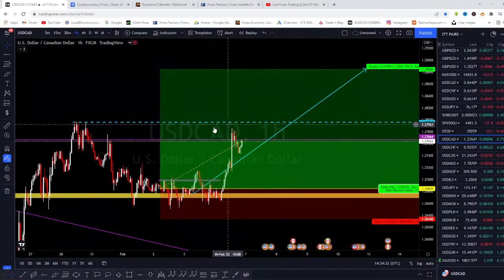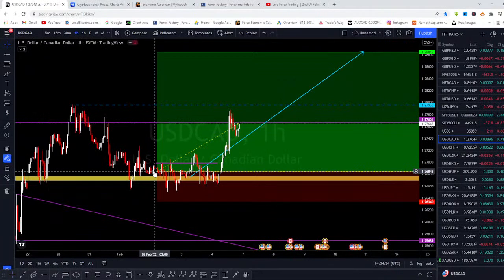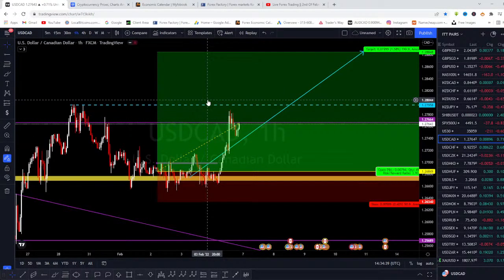This is the first trade we took. So this one we took about 80 pips on this, yeah, about 80 pips. So we still have like 120 pips to go.